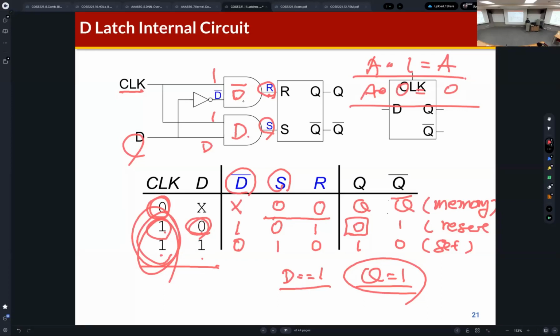So A can be transparent to the output of the AND gate if one of the inputs is 1. A is just equivalent to the output of the AND gate. Or if we set one of the inputs of the AND gate to 0, then it's disabled. So we can use the AND gate for this approach, which means we can implement the latch using the SR latch.